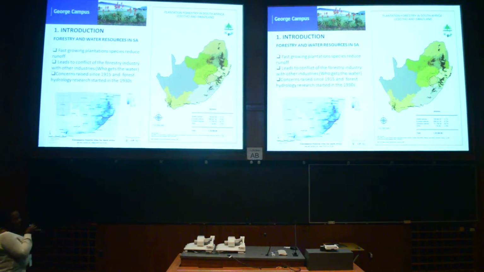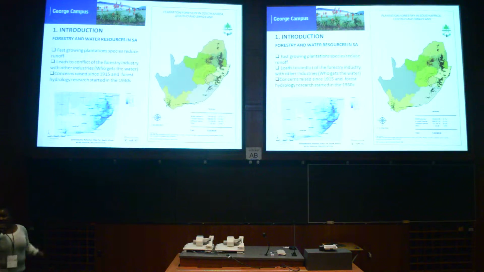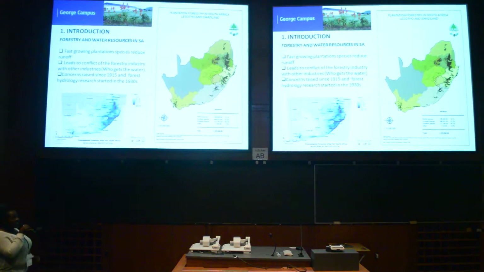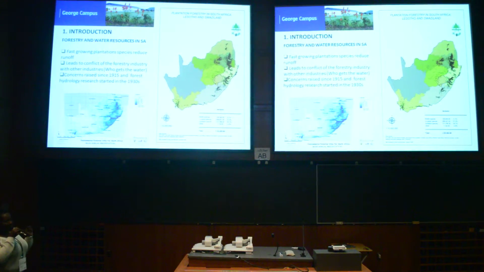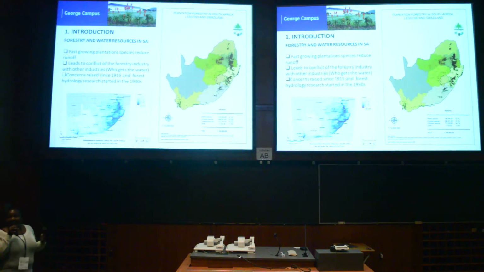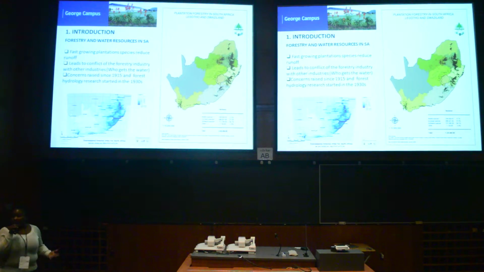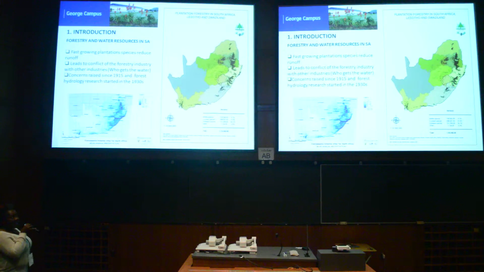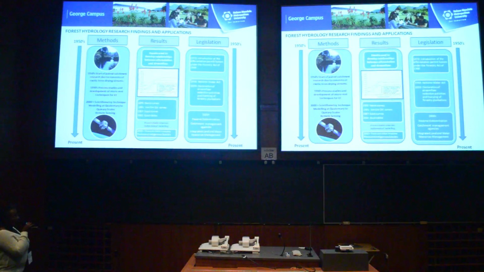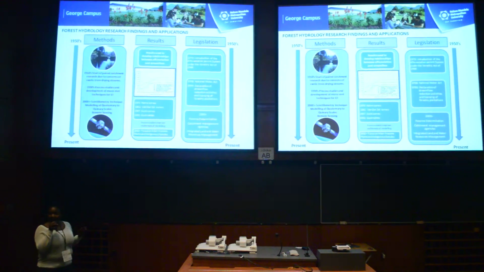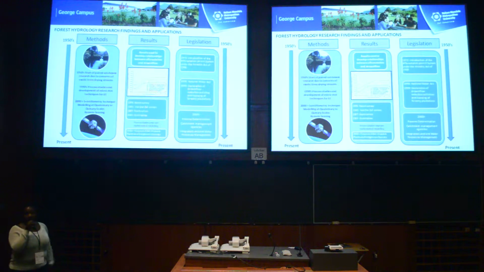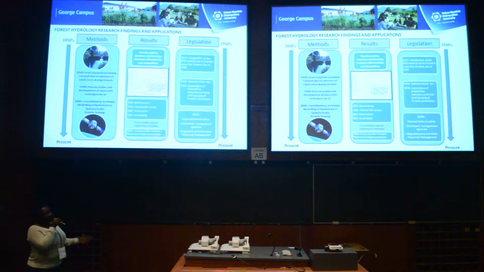If you look to your right, there's a map showing where plantations are mainly located. If you look to the bottom left, that's the map showing how much rainfall they get. South Africa is basically water scarce, with an average rainfall of 425 millimeters per year.